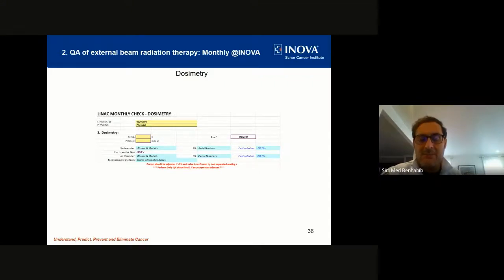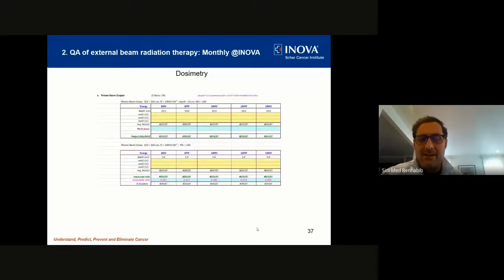Next slide, please. For the next slide, this is an output check and the energy check. In the department, we have 6 photon energies and 6 electron energies. This is a TrueBeam machine. So we just use a solid water phantom. It's an SAD setup, SAD 100, and the chamber is at 10 cm depth. Next slide, please.